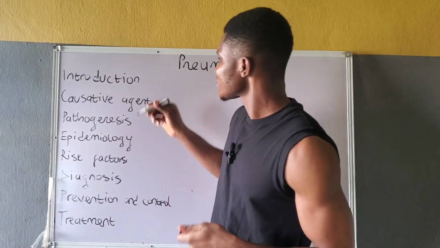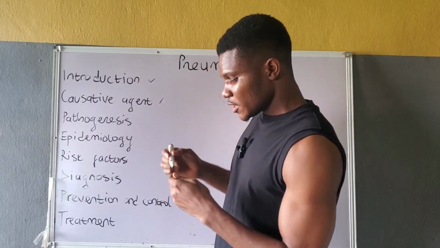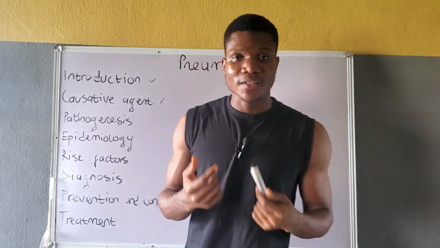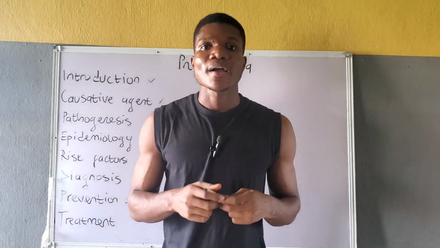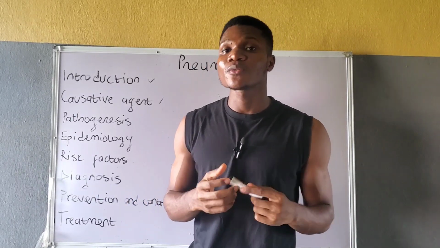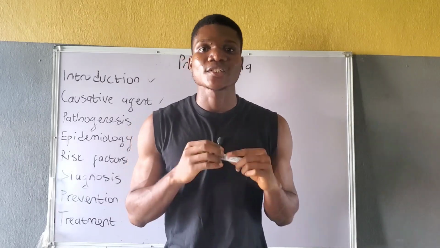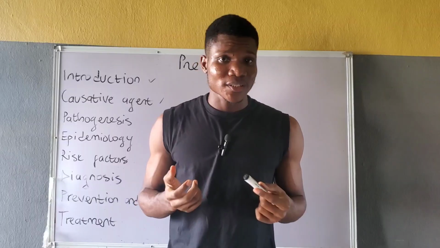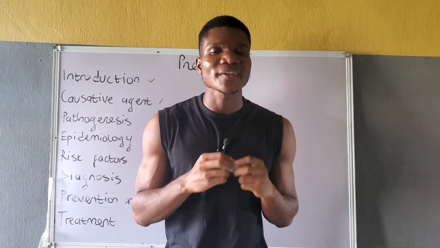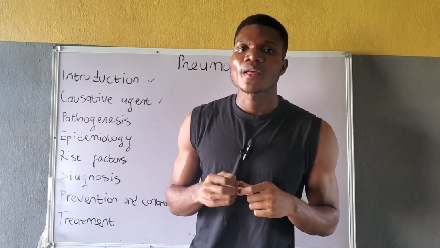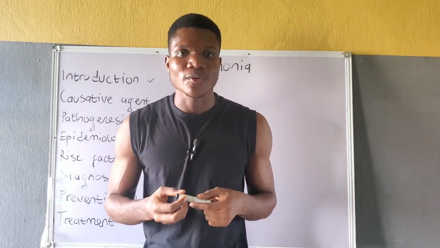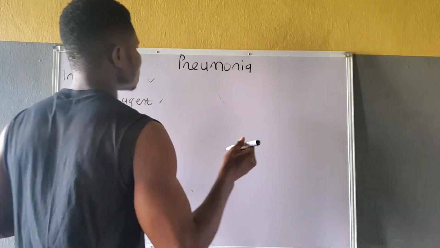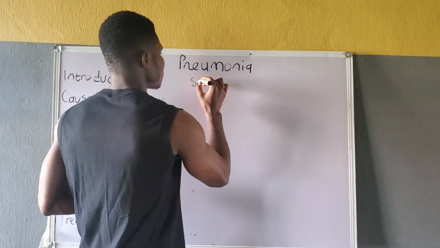So let's talk about the causative agents of pneumonia. Pneumonia is caused by various agents. It can be caused by bacteria, viruses, fungi, parasites, and there are also non-infectious causes or etiology of pneumonia. Bacterial pneumonia is the commonest as well as the most clinically significant form of pneumonia. Certain bacteria are predominant in causing pneumonia, and they include: first, Streptococcus pneumoniae.